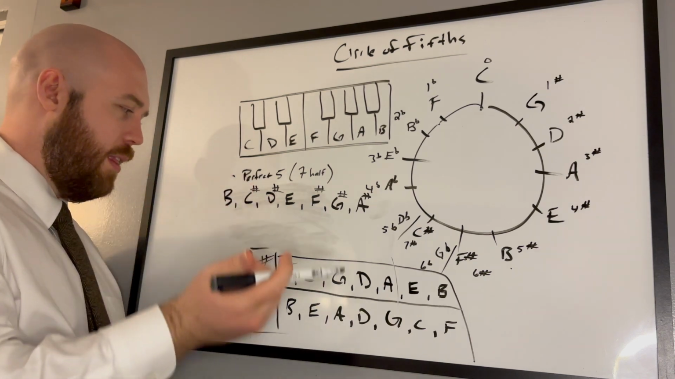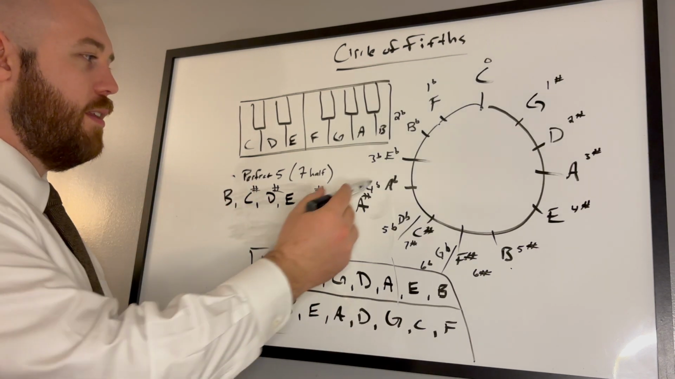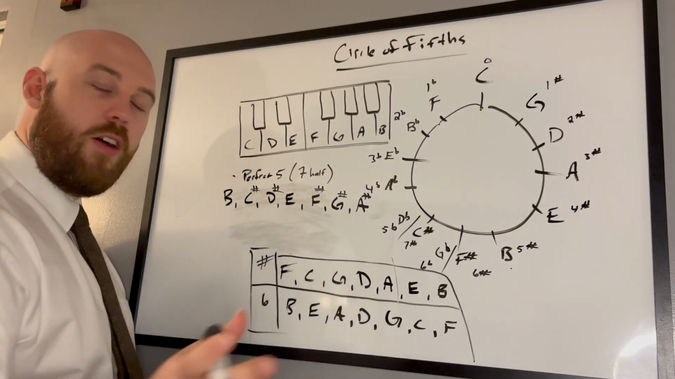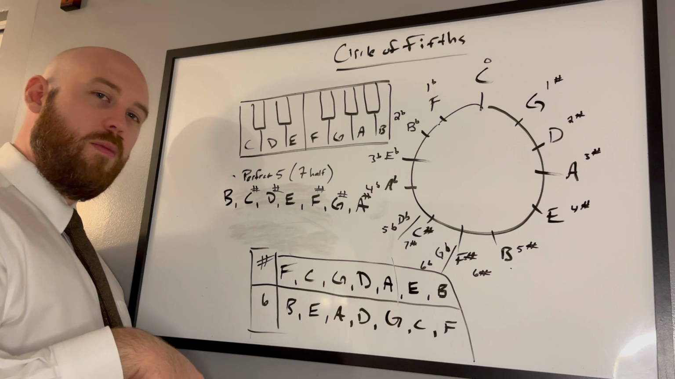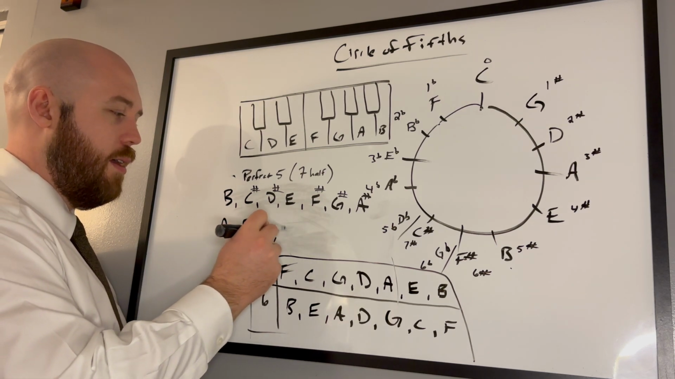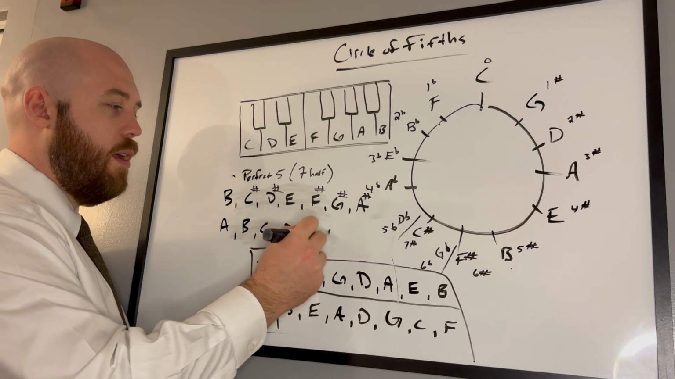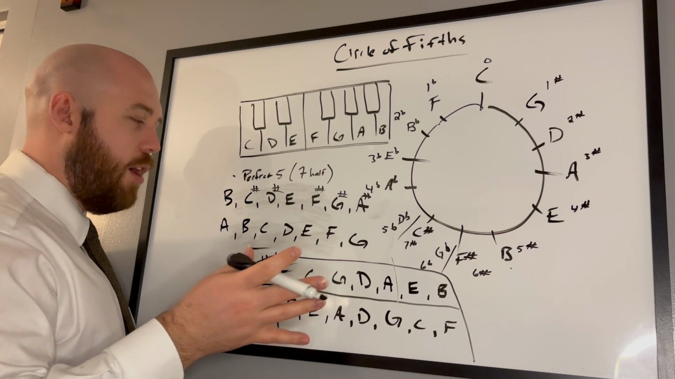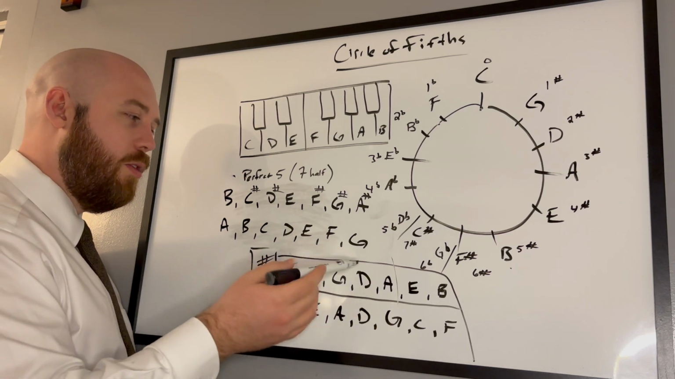So let's do it with one more. Let's do it with a flat. So let's do A flat. Okay? So we write out all the letter names. Easy as that. A, B, C, D, E, F, G, and then we're back to A. Okay? Write out all the letter names. Each one has to be used once.